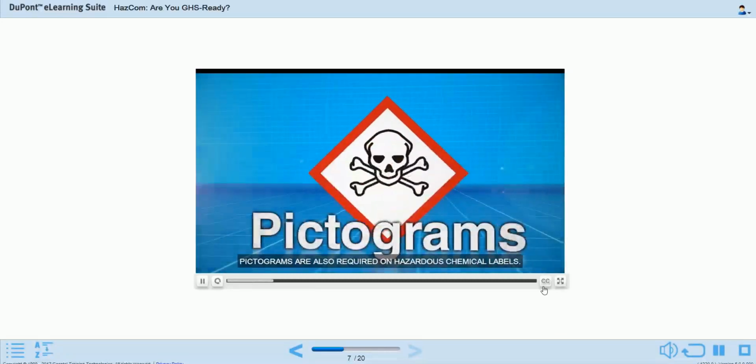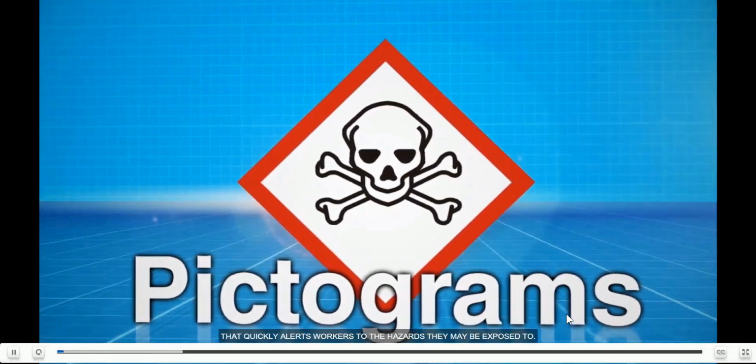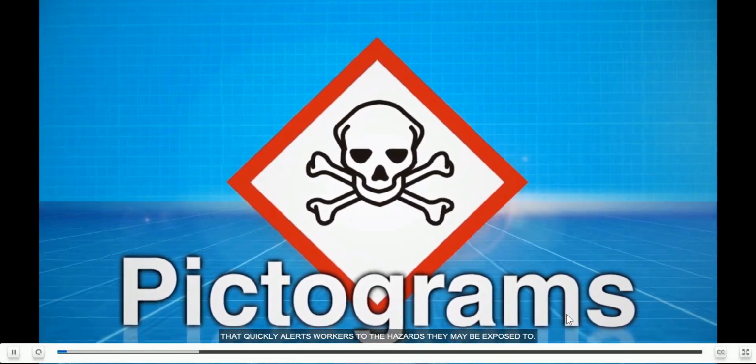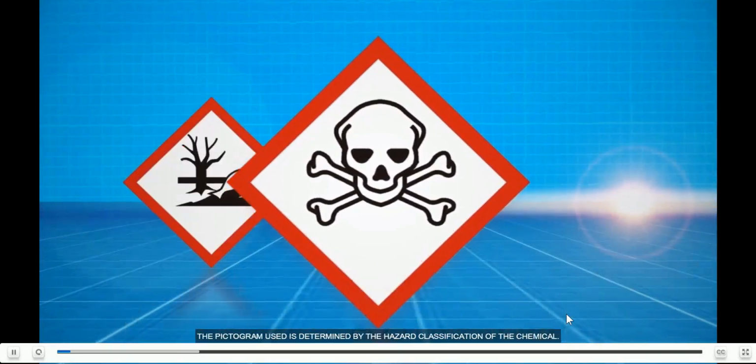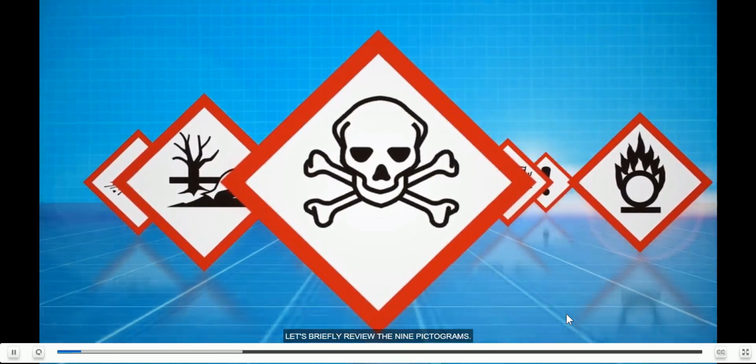Pictograms are also required on hazardous chemical labels. A pictogram is a visual symbol that quickly alerts workers to the hazards they may be exposed to. The pictogram used is determined by the hazard classification of the chemical. Let's briefly review the 9 pictograms.